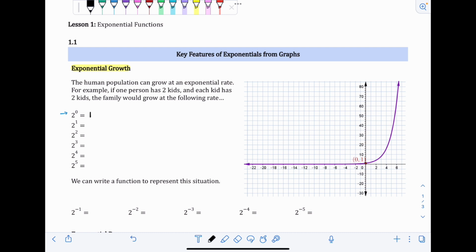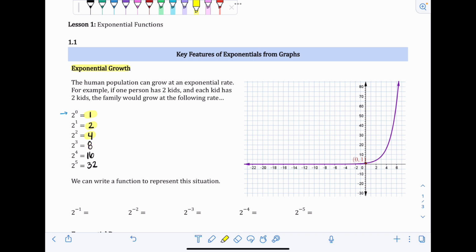And then the next line, 2 to the first power is 2. 2 to the second power, 2 squared, is 4. 2 to the third power is 2 times 2 times 2, that's 8. 2 to the fourth power is 4 2's being multiplied together, it's 16. And 2 to the fifth power is 32. So that first person was just one person, and then that one person has 2 kids, and then each of those 2 kids has 2 kids. They have 4 children between all of them, and then if those 4 kids each have 2 kids, they have 8, and so on. You can see the pattern.